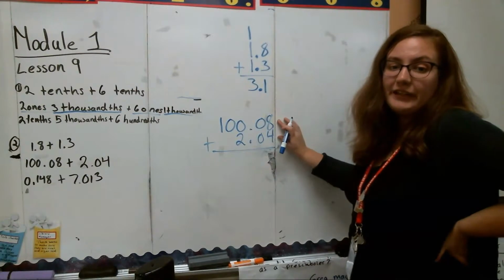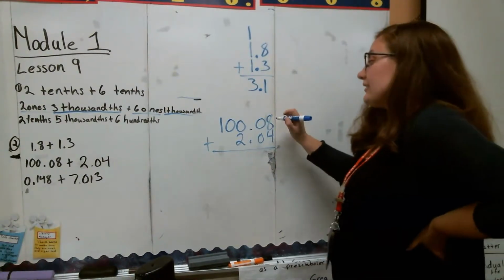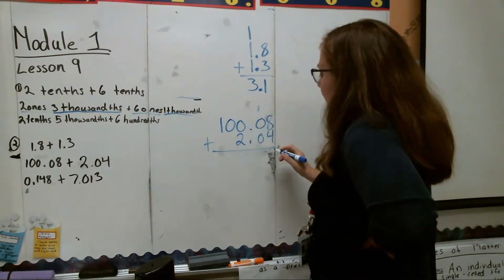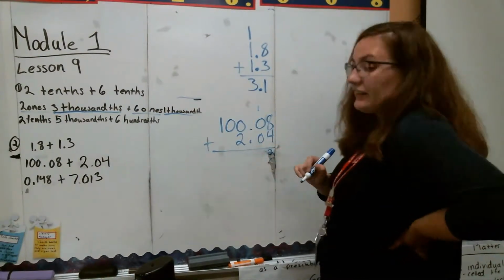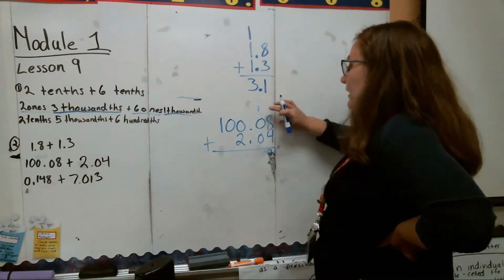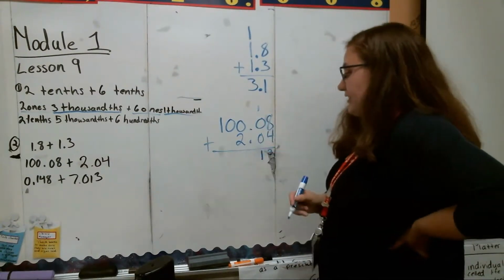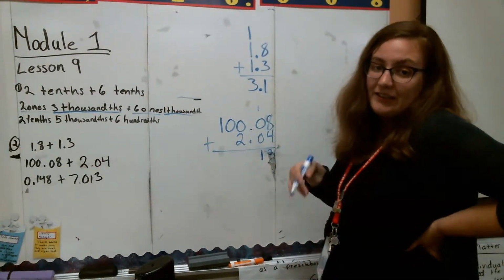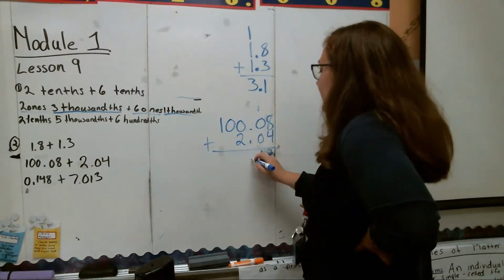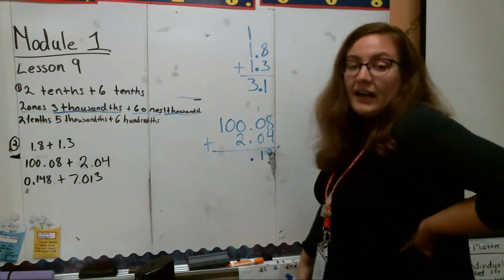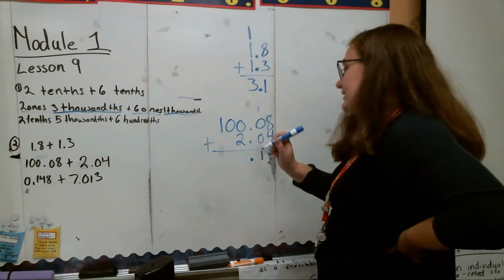We have 8 plus 4. 8 plus 4 is 12, so I need to regroup. So I have 1 over here and a 2 down here. Then I will do 1 plus 0 plus 0, which gives me 1. I don't need to carry anything because I didn't have to regroup. My decimal point, I'll make sure I just put that in now so I don't forget about it. So that comes straight down.